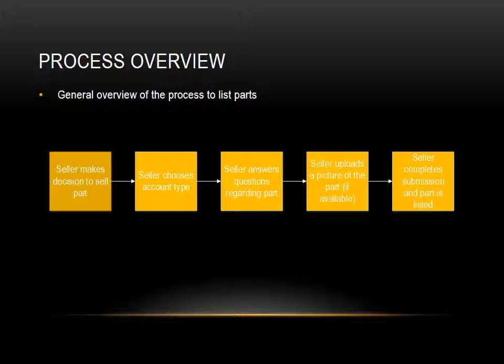regarding different aspects of the part to help categorize it. From there, the seller would then upload a picture of the part if available. Salvage yard owners and sellers could potentially just put a picture of the vehicle up for comparison. Following that, the seller would complete the submission and the part would be listed.